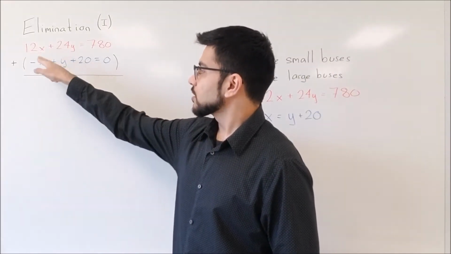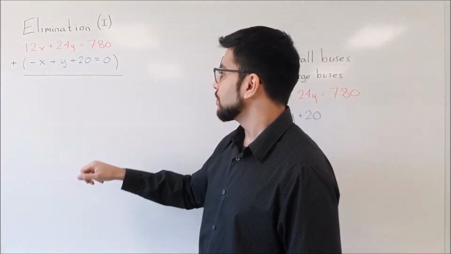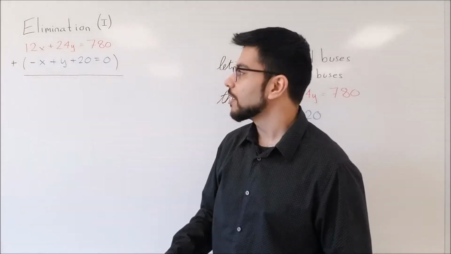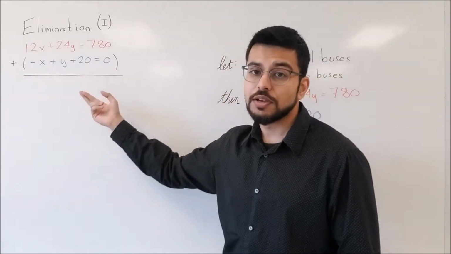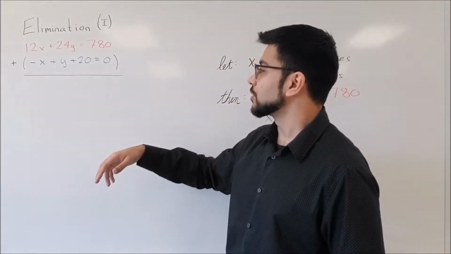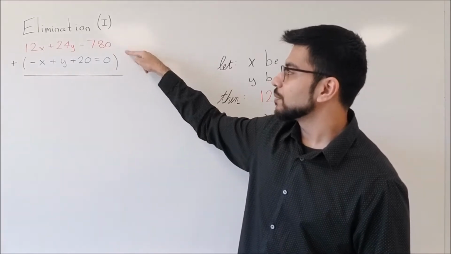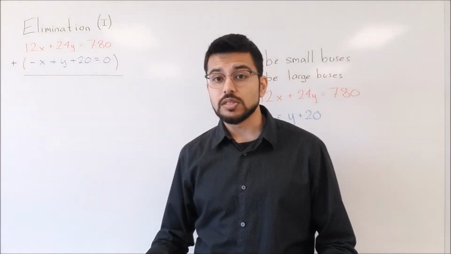So 12x plus negative x, we're going to solve what that number is going to be. Then we're going to do positive 24y plus positive y. We'll write down what number that is. Plus 20, because we have nothing from the red equation. And then our equal sign still drops down. 780 plus 0 gives us a number at the end of that. So let's see what that looks like.